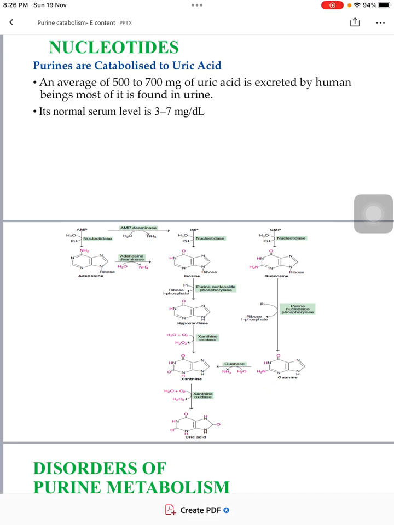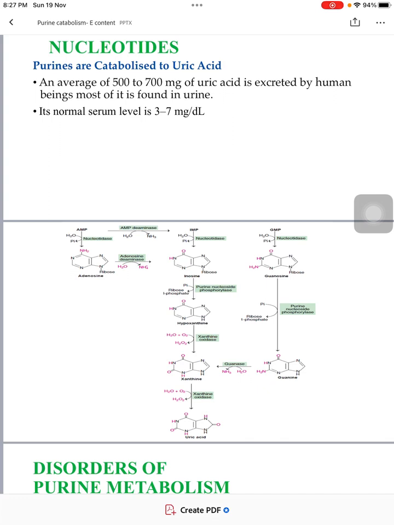thus it forms xanthine. Similarly, in the case of guanosine monophosphate, the guanosine monophosphate is converted into guanosine with the help of the enzyme nucleotidase, where the phosphate group is removed. The next reaction is catalyzed by purine nucleoside phosphorylase. And here also the ribose moiety is removed as ribose 1-phosphate from guanosine, and thus it forms guanine. And guanine is converted into xanthine, and the enzyme responsible for this conversion is guanase, and the reaction is a typical deamination reaction.